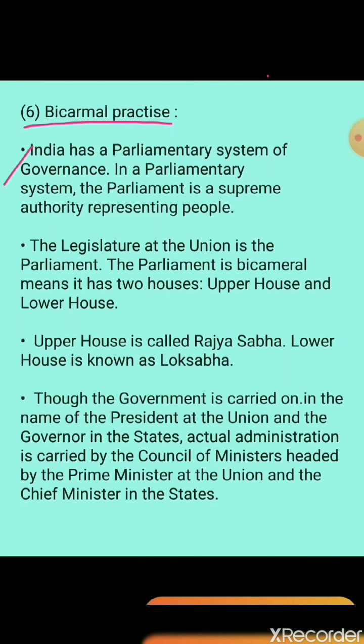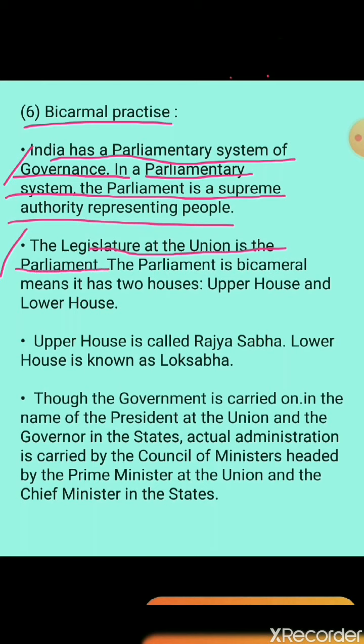So we'll start with the topic. India has a parliamentary system of governance. Okay, what type of system can be seen in India? That is the parliamentary system. In a parliamentary system, the parliament is the supreme authority representing the people, right? Because the leaders seen in the parliament are the representatives of the people. So the parliament is the supreme authority representing whom? That is the people.